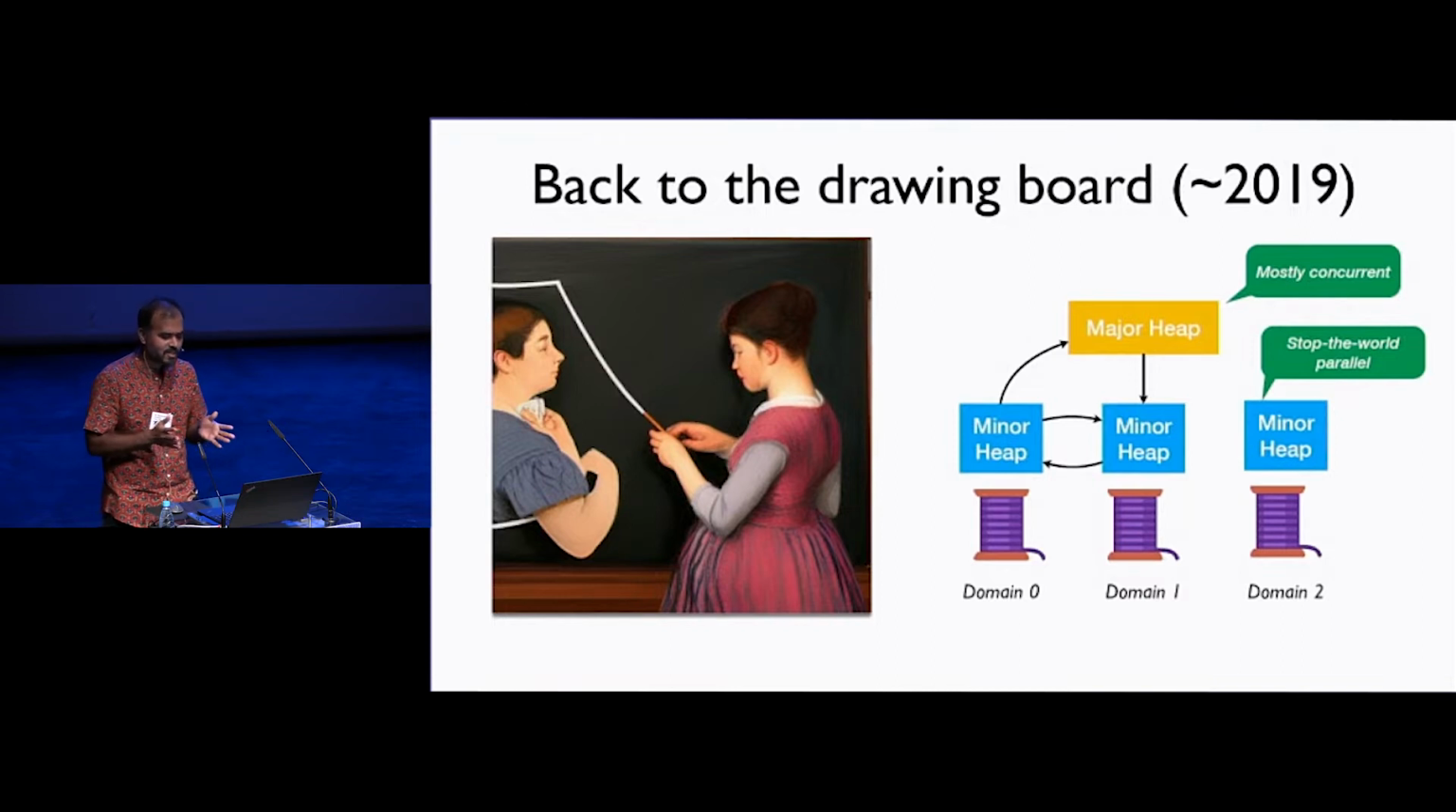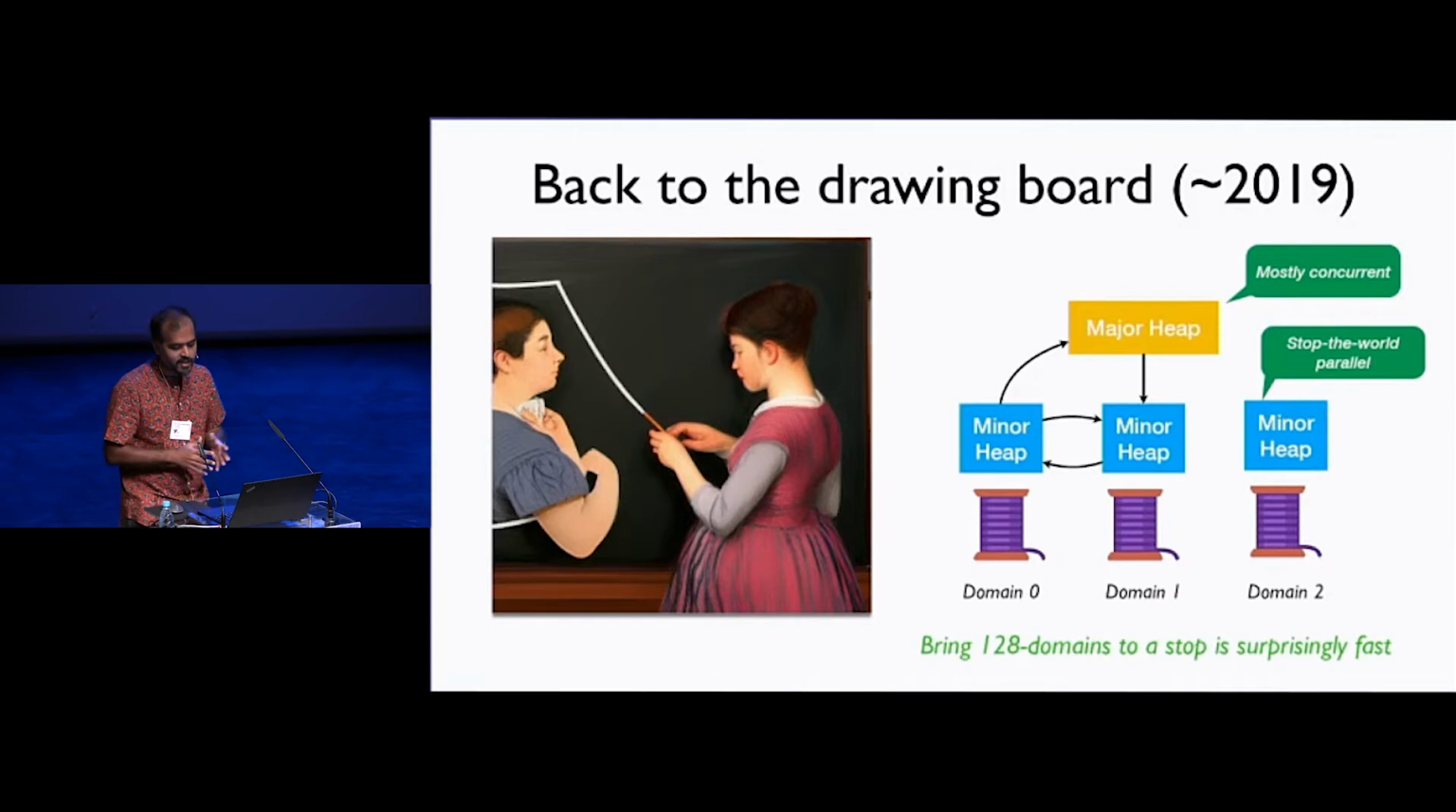So our initial worry was that when we increase the number of domains to say 64 or 128, bringing all the domains to a stop for every minor collection would be very expensive, right? That was the motivation for going for a design where you could independently garbage collect each of the domains. It turns out that you can bring all of these domains to a stop fairly quickly. This is because of how frequent minor allocations are in OCaml.